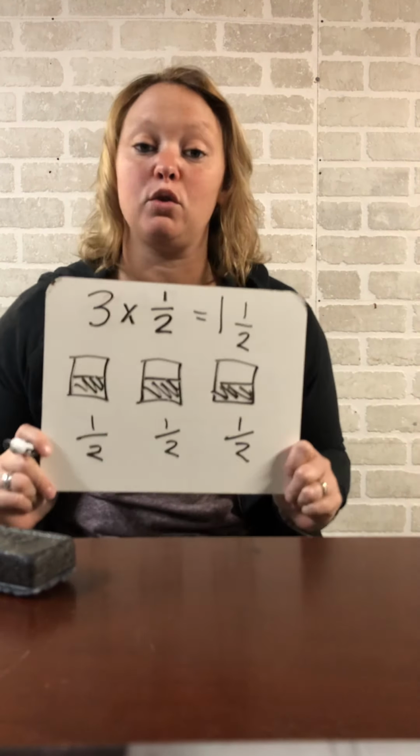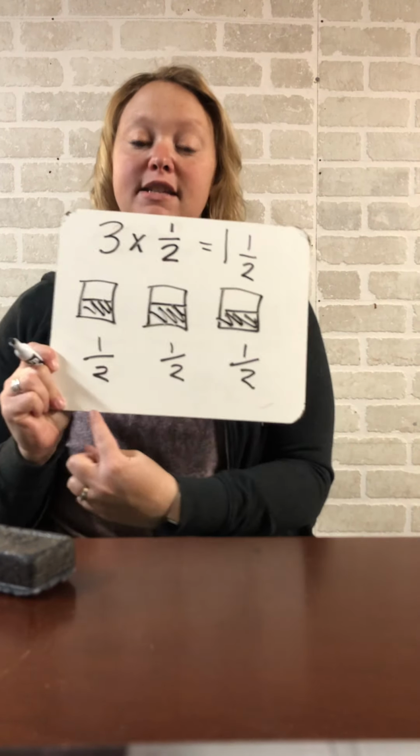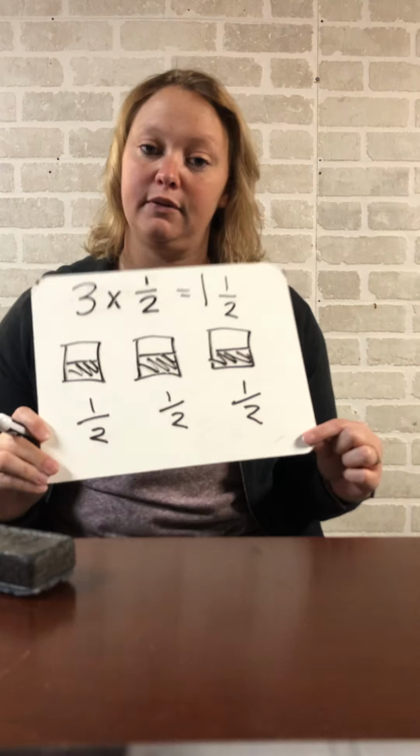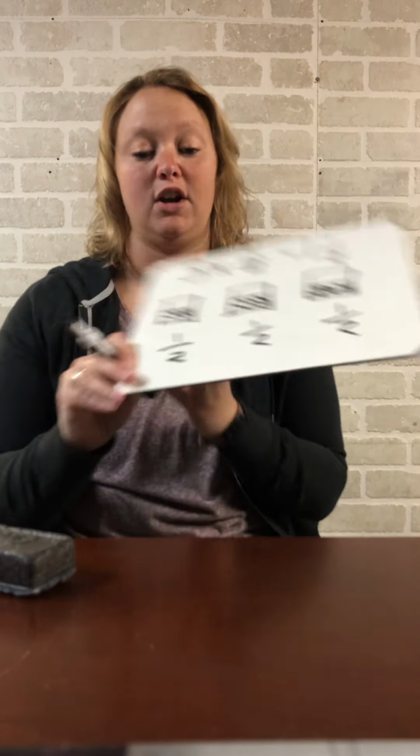Okay, so that's your model strategy. The first strategy is to use the models. And then down here you have your repeated addition. So you're decomposing a fraction and putting it back together. So that's your first strategy.